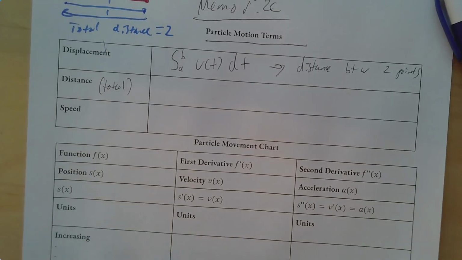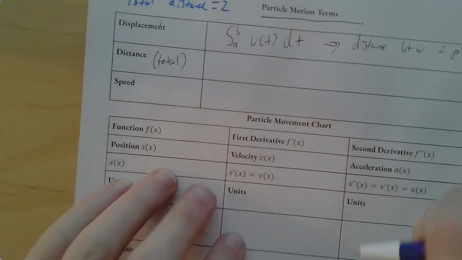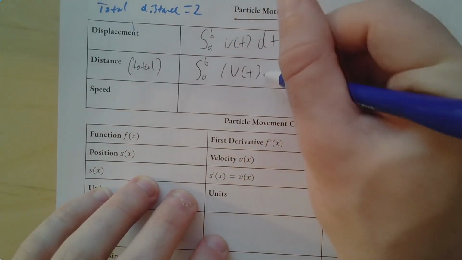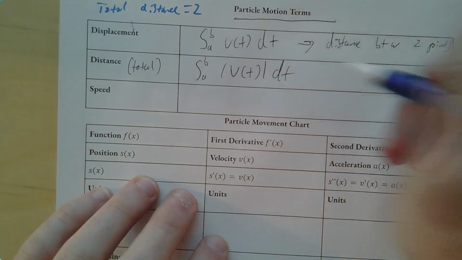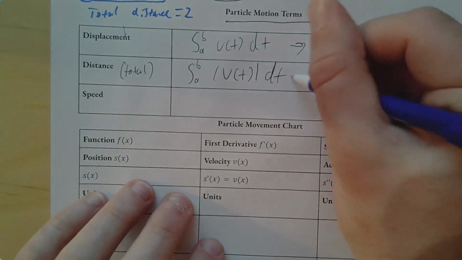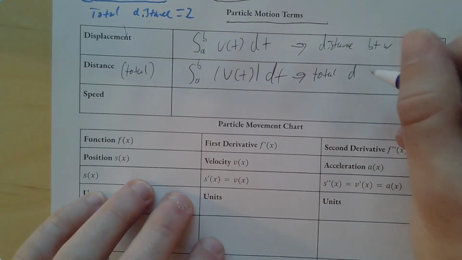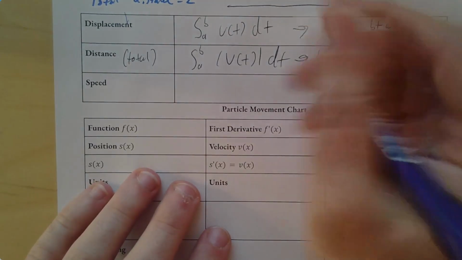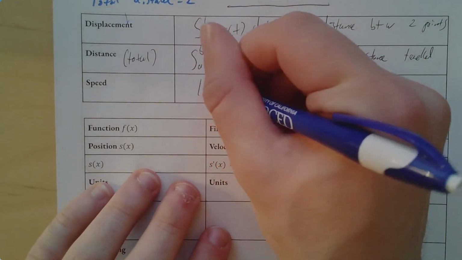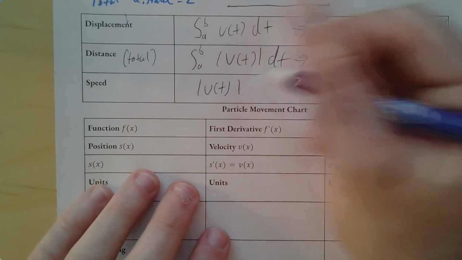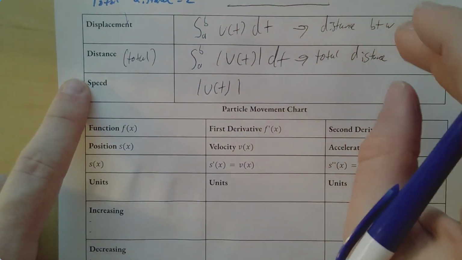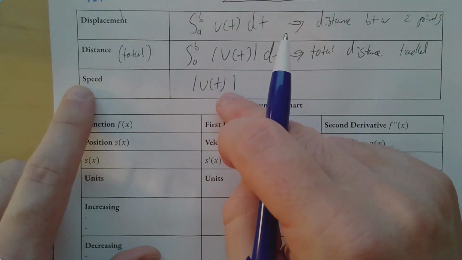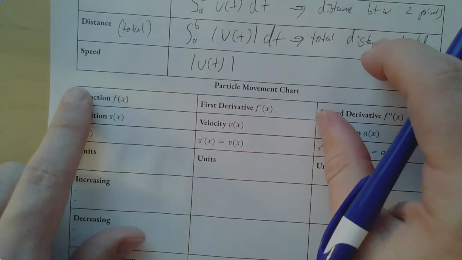I've gone over that a lot too. To find distance, it's the same thing. It's the integral from a to b of the absolute value of velocity, because you have to count those backwards motions. Again, this is total distance. And then speed, you've got to know that speed is the absolute value of velocity. That's it. Speed and velocity are very, very closely related. Speed is just the absolute value of it. It's just always positive.